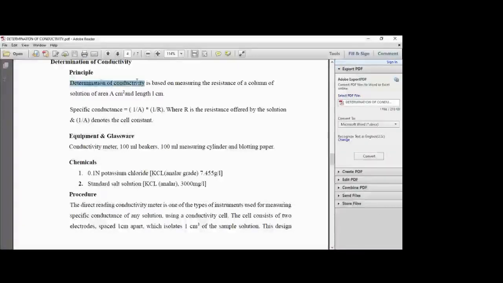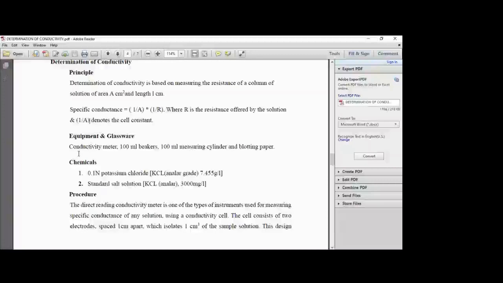So the principle is that determination of the conductivity is based on measuring the resistance of a column of solution of area A centimeter square and length 1 centimeter. We have already decided that the value of A that we are going to use is 1 centimeter square. So the specific conductance is given as 1/A into 1/R. The A value here is 1, so 1 by 1 is 1, and hence we get the value of conductance as 1 upon resistance, where R is the resistance offered by the solution, and 1/A denotes the cell constant. In our case, it is equal to 1.